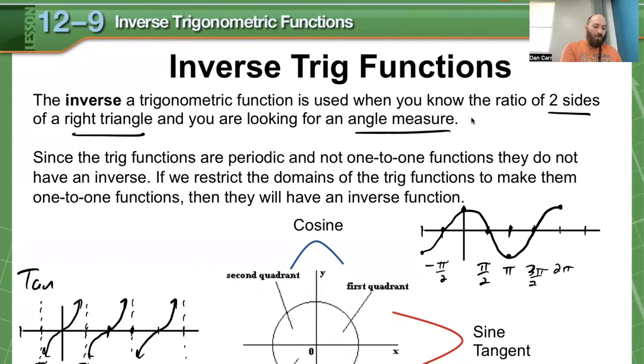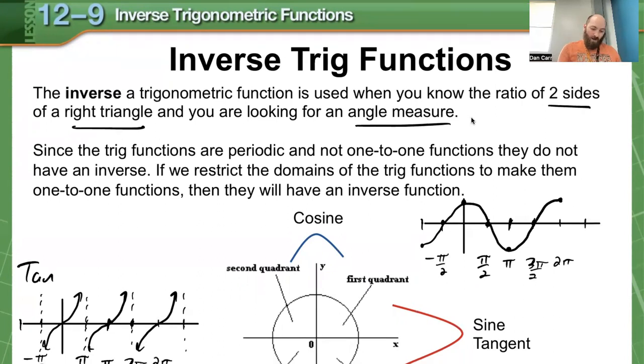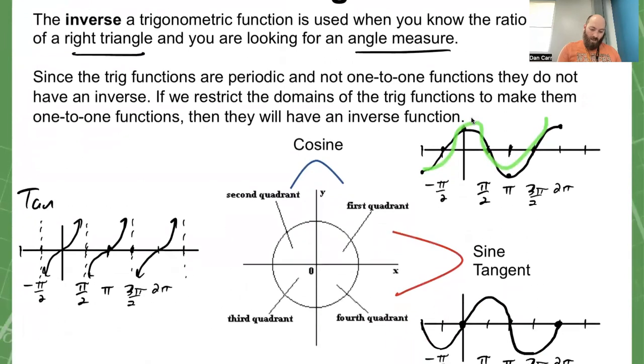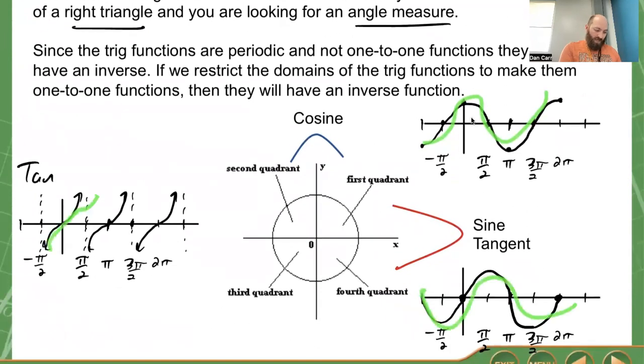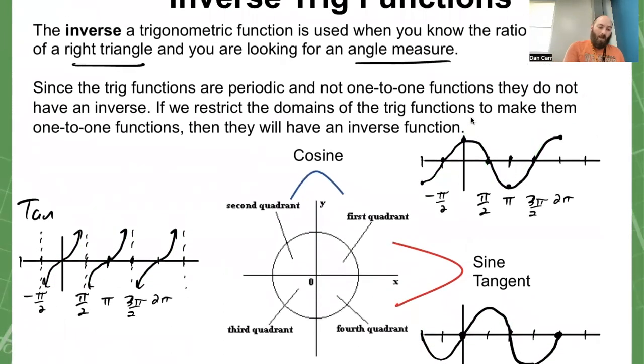One thing to remember is that trig functions are periodic. That's what we have here with our cosine and sine, and even our tangent. It's all periodic. It's repeating a pattern over and over again. These functions, as a whole, are not one-to-one. They're not one-to-one functions.